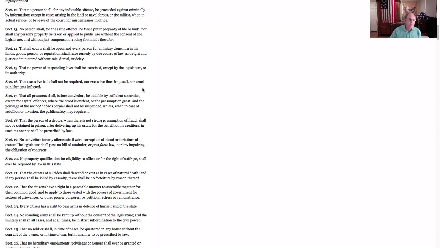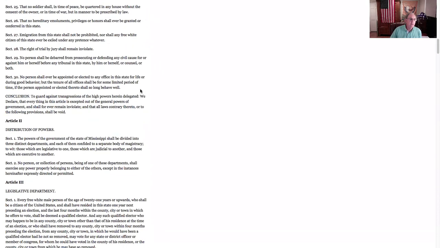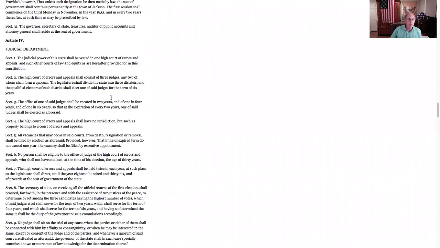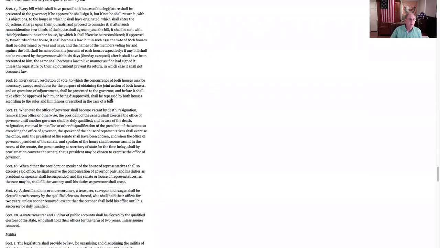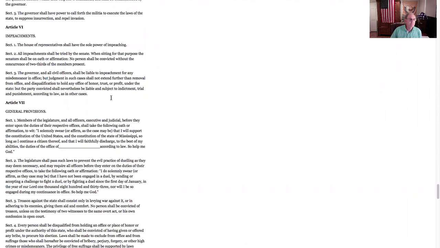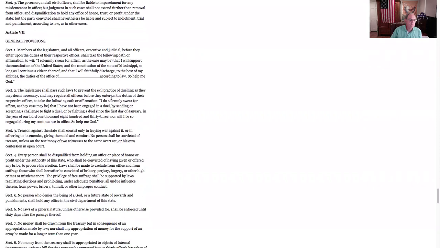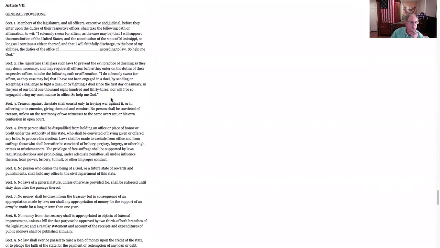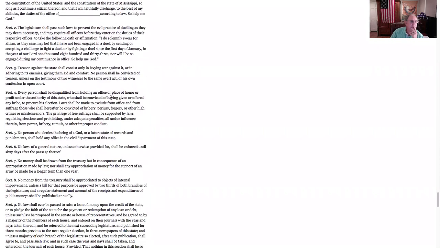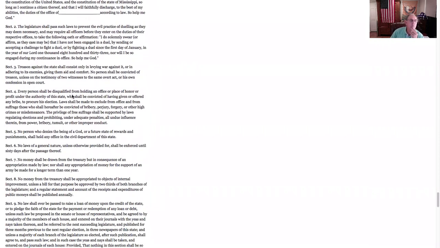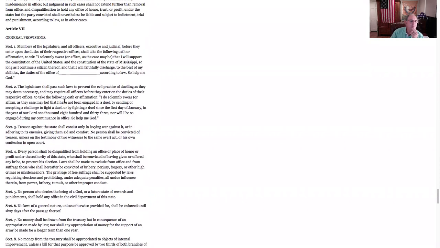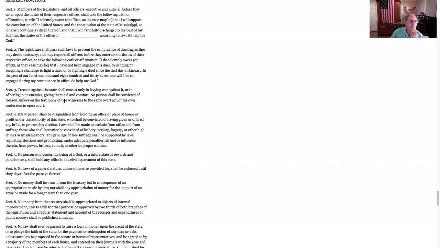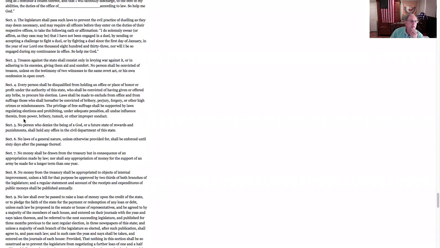Then we go down here to the conclusion. But I want to go down here to something that's called the general provisions. It says here, here's the oath of office that we saw earlier. In section 5, it says, no person who denies the being of a God, or a future state of rewards and punishment shall hold any office in this state. We saw that before.